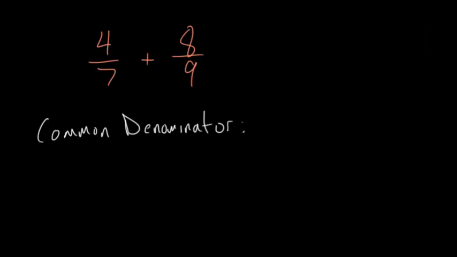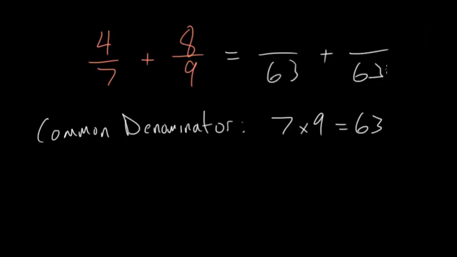And you can always find that denominator by just multiplying your two denominators together. So we can do 7 times 9, which gives us 63. So our new denominator for each of these fractions will be 63. And then from here, we want to ask ourselves, what did we multiply 7 by to get to 63? And since we multiplied by 9, we're going to do the same thing to our numerator. And 4 times 9 is 36.